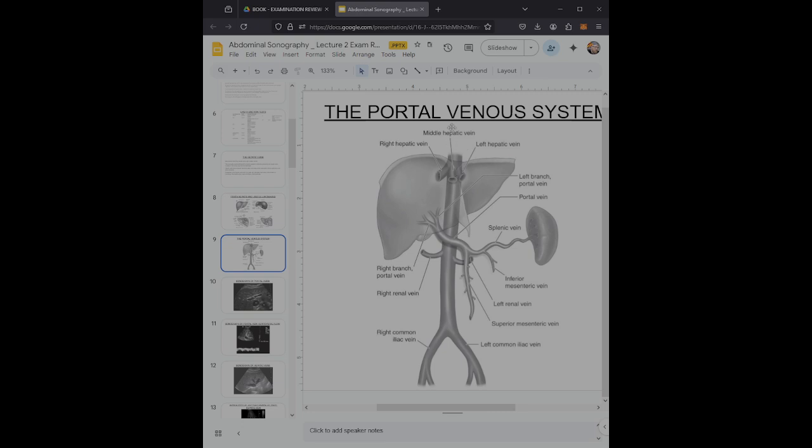The hepatic veins are branches of the inferior vena cava. As you can see, there's the IVC behind there. And they take a different course, not necessarily coursing superiorly like your portal vein branches. They course more laterally. And so you have a left hepatic vein, a middle hepatic vein, and a right hepatic vein. And the IVC splits into the right common iliac vein and the left common iliac vein.